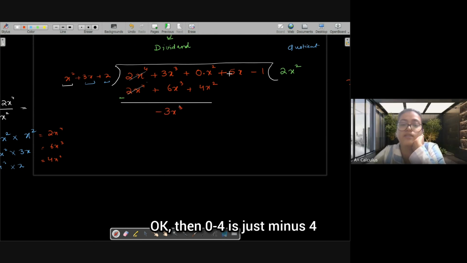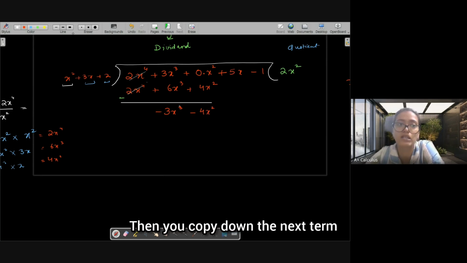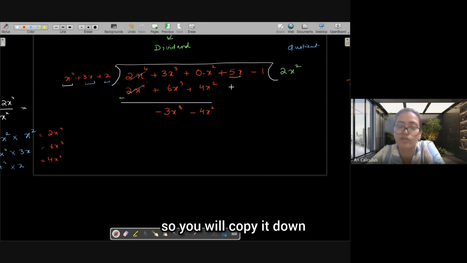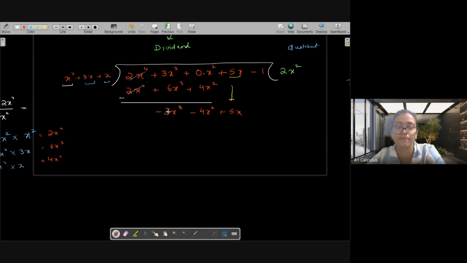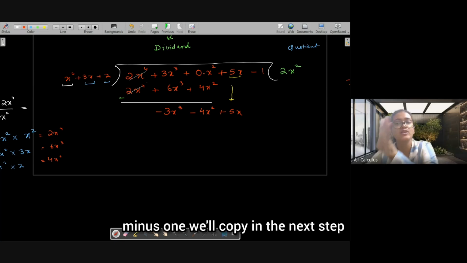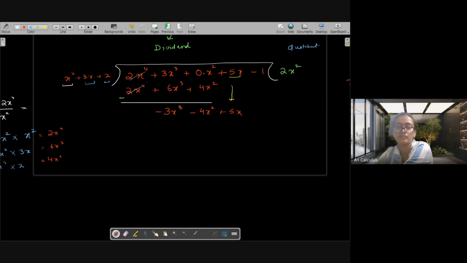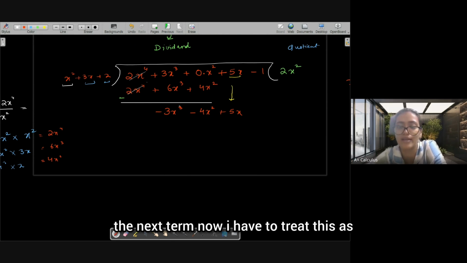Then 0 minus 4 is just minus 4, so minus 4x squared. Then you copy down the next term. Next term is 5x, so you will copy it down. Plus 5x. And now we have to repeat all the steps again. What about minus 1? Minus 1 we'll copy in the next step. One by one, we'll keep copying down the next term.